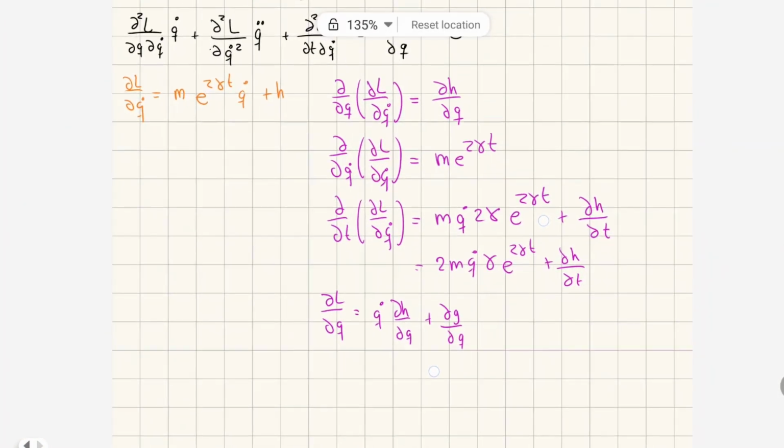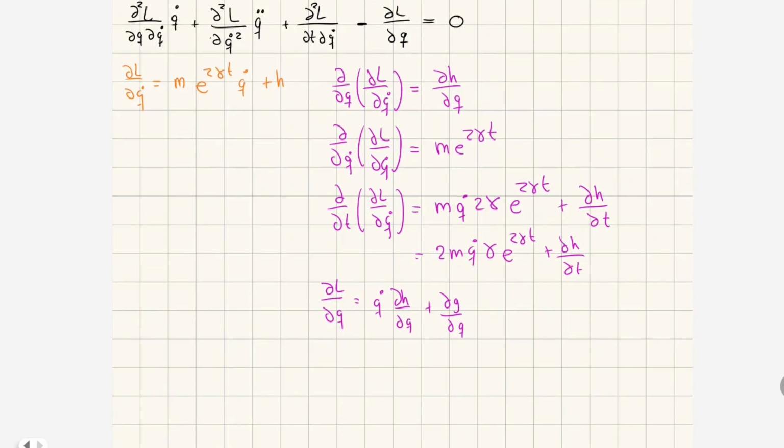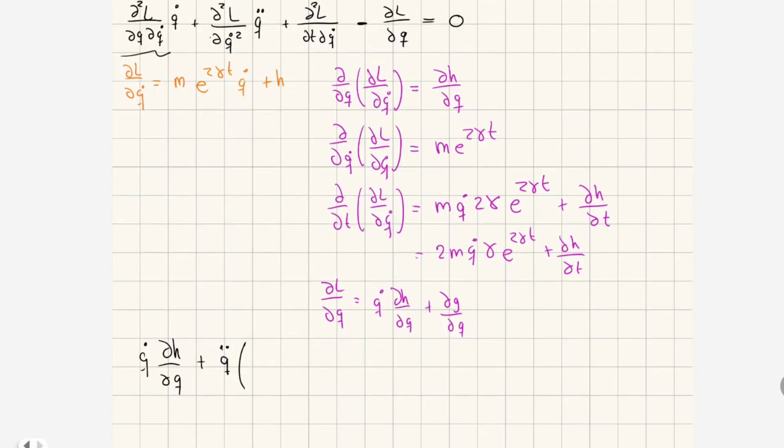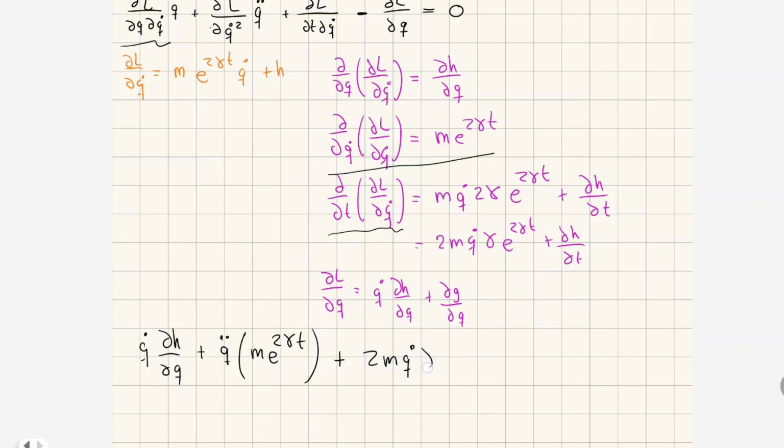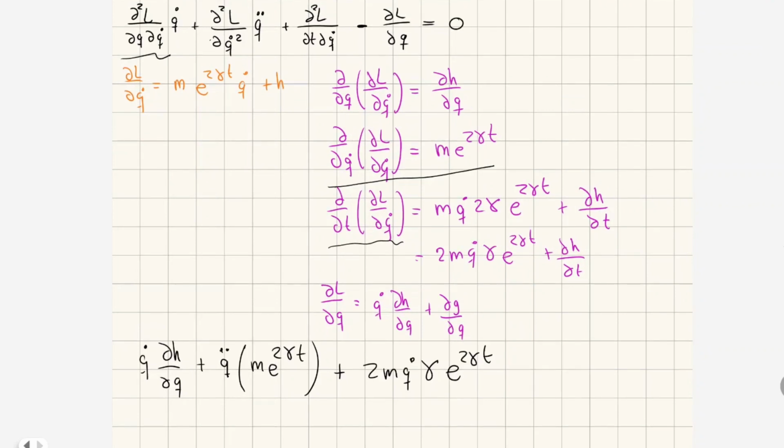Perfect. So now we just calculated every term of the equation. If we substitute for the first term, we are going to get q dot, the partial of h with respect to q, and then plus q double dot times this quantity over here, the second partial of L with respect to q dot, which is m e to the 2 gamma t, plus this one over here, which is 2m q dot gamma e to the 2 gamma t, plus the partial of h with respect to time, and then minus the partial of L with respect to q, and that is q dot the partial of h with respect to q minus dg dq equals 0.